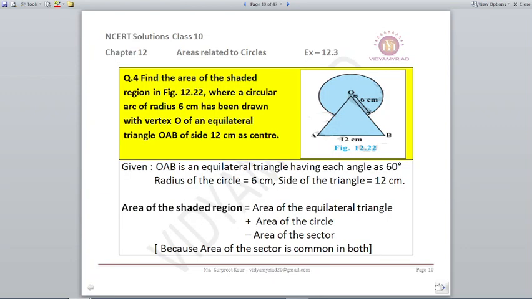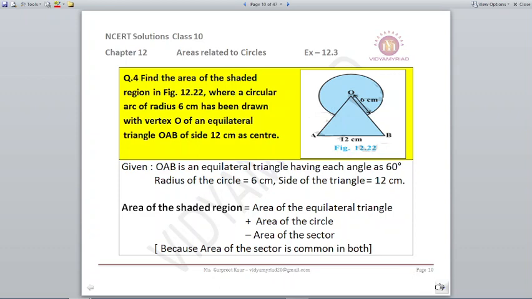Next, find the area of the shaded region in the figure where a circular arc of radius 6 cm has been drawn with vertex O of an equilateral triangle OAB of side 12 cm as a center. Now here, if you look at the shape, you have a circle, which we will consider as a full circle, and you have a triangle. The sector which is there inside that circle will be common, so we need to subtract that.